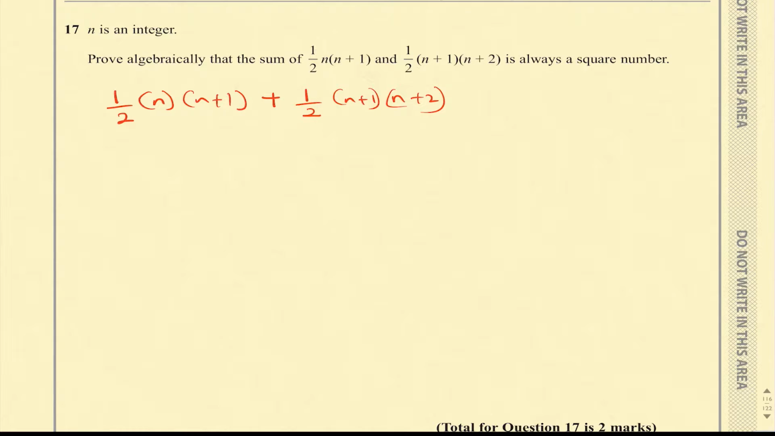So what we need to do is just expand this, but take a half out as a common factor. So a half, using square brackets, n times n will be n squared, n times 1 will be n, plus n times n will be n squared, n times 2 will be plus 2n, 1 times n will be plus n, and 1 times 2 will be plus 2.